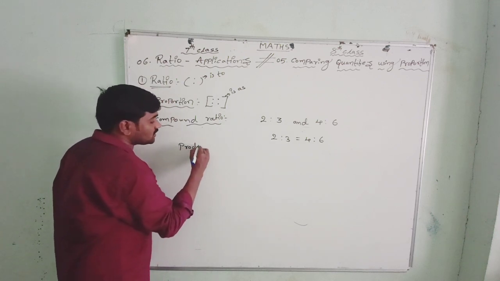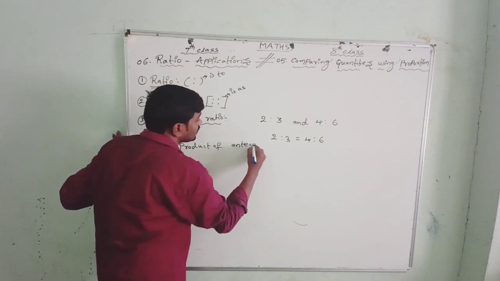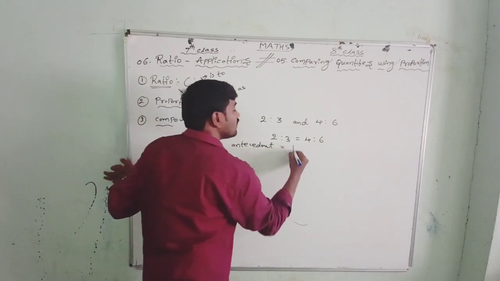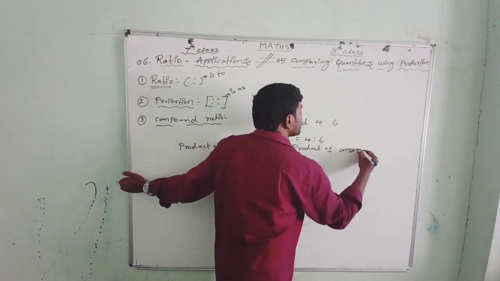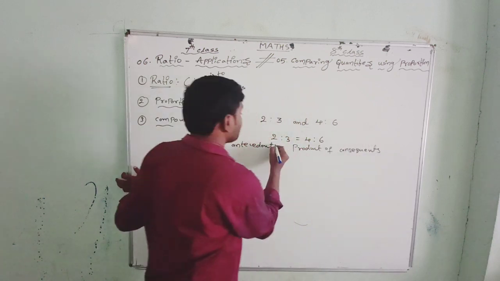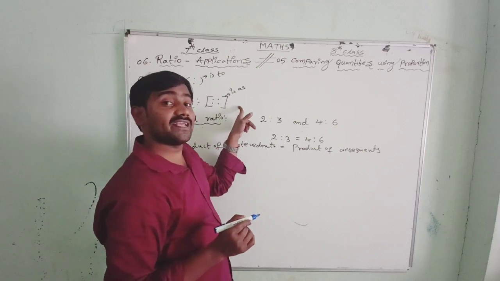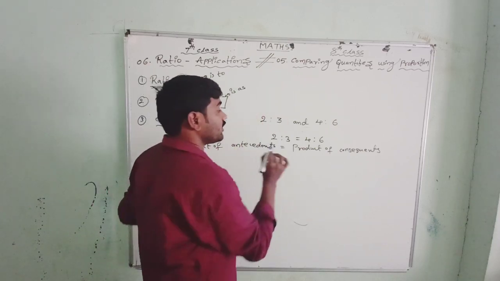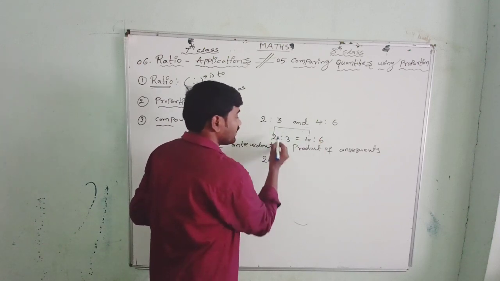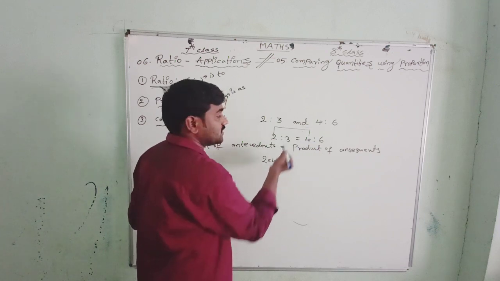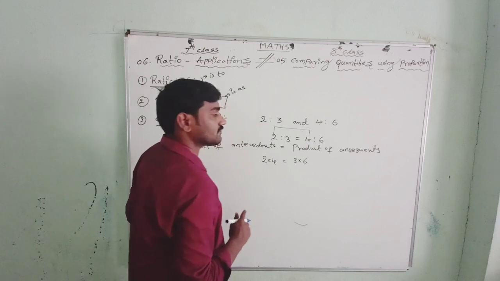Then, if you want to make a compound ratio, you have to use this formula. See, product of antecedents is equal to product of consequents. In proportion we used product of means equal to product of extremes. That is different. Here, product of antecedents: 2 into 4. Here is the antecedent and here is the antecedent. Here is a consequent, here is a consequent. So 3 into 6.